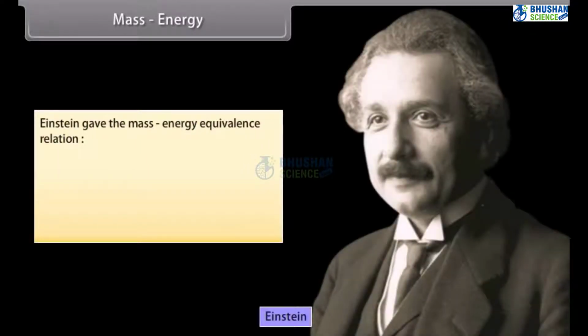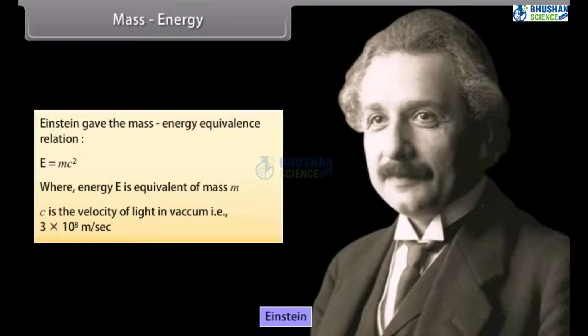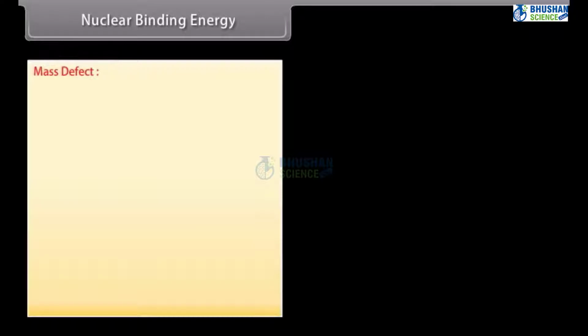Mass energy. Einstein gave the mass-energy equivalence relation, E = mc², where energy E is equivalent of mass m. c is the velocity of light in vacuum, that is 3 × 10^8 meters per second. Nuclear binding energy. Mass defect.